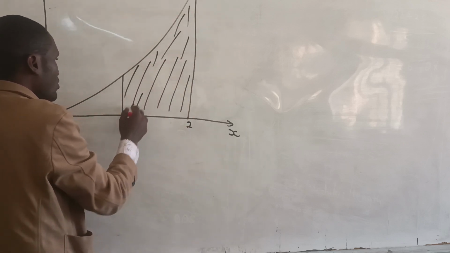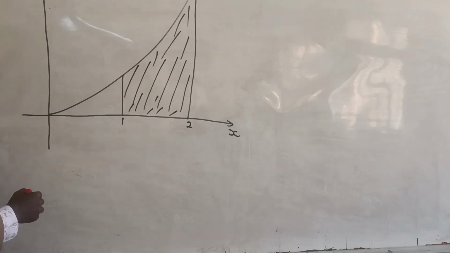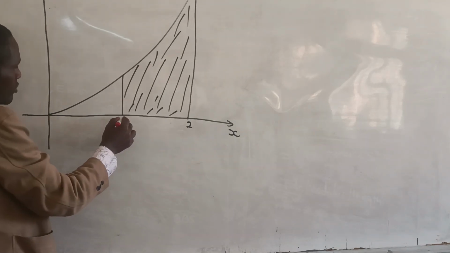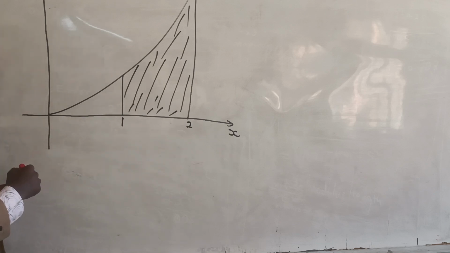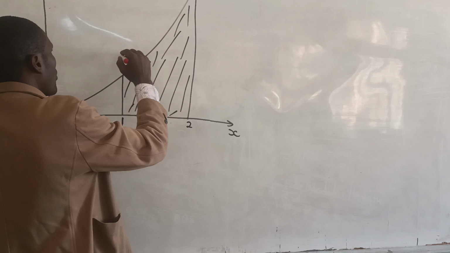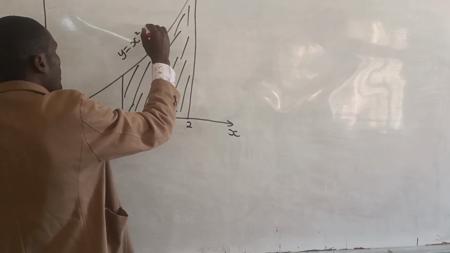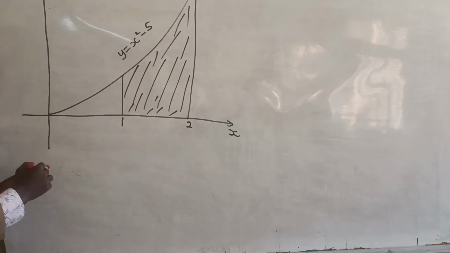The examiner wants us to get the area of the shaded part of this curve. The easiest way is to use the integration method to get the area of what has been shaded here. The equation of the curve is a quadratic equation that reads y is equal to x squared minus 5.